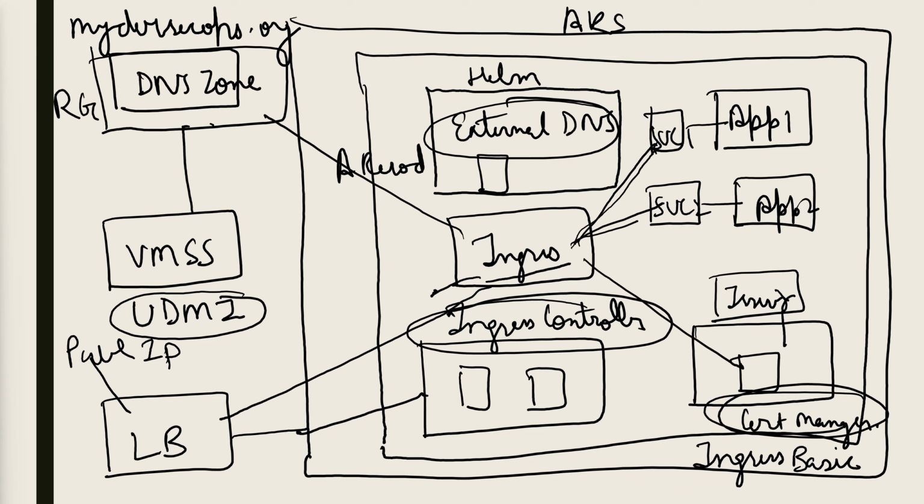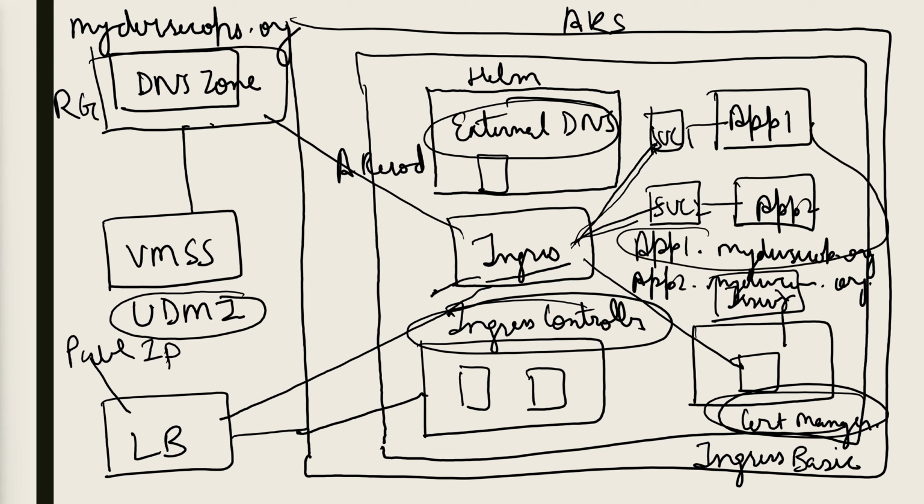If we have defined for application 1 like app1.mydevsecops.org or app2.mydevsecops.org. So app1 will go to the app1, it will show the web page defined in the app1, and app2 will show the web page defined in the app2. And this is what we want to achieve in this video. So let's check in demo.